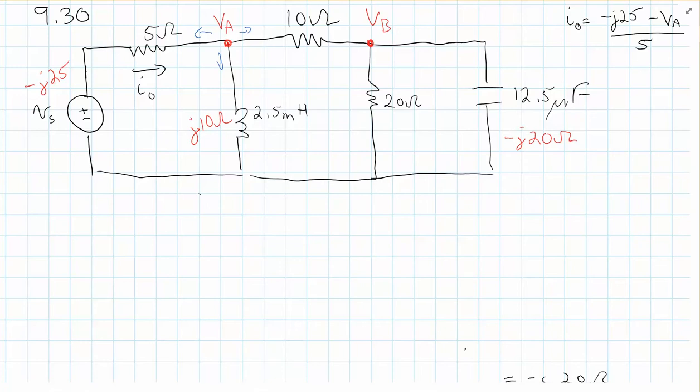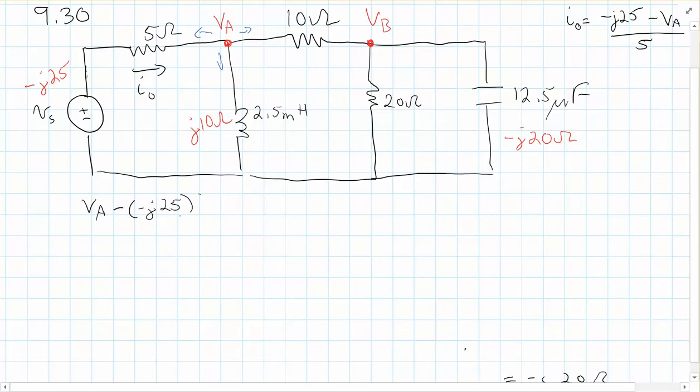So let's write our equation down here. So this would be VA minus negative J25 over 5 plus VA, and of course it'd be minus 0, so I'm not going to write that, over J10 plus VA minus VB over 10 equals 0.